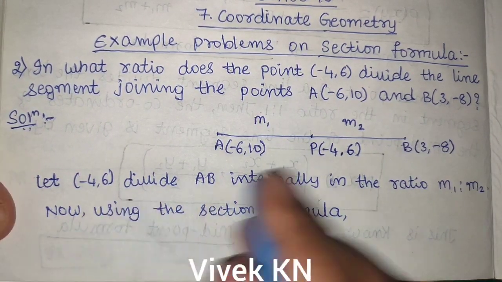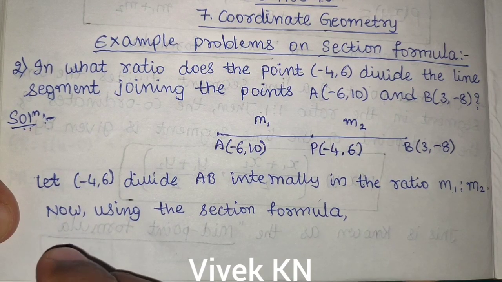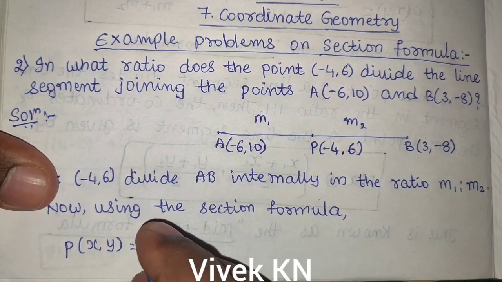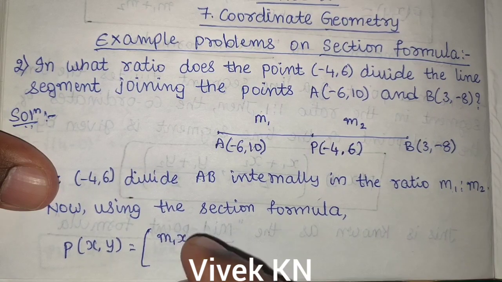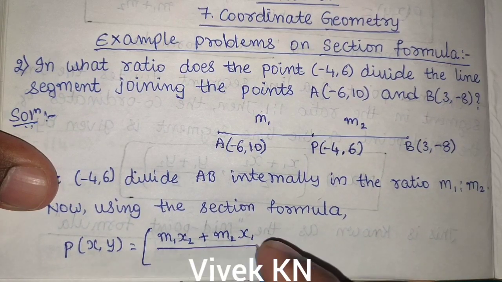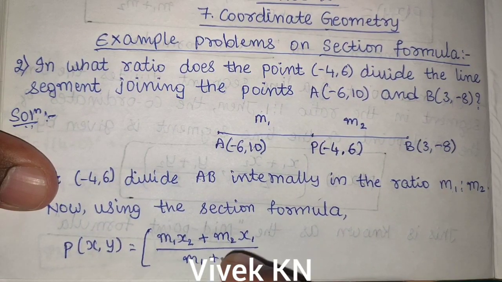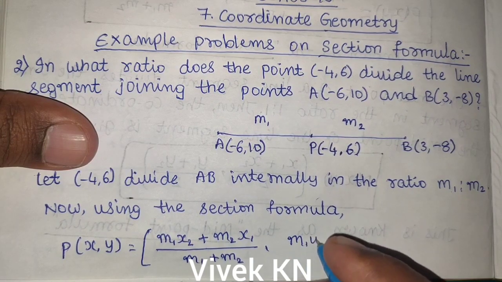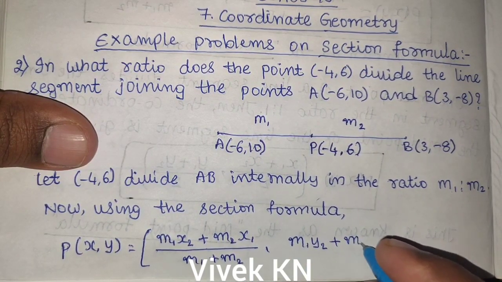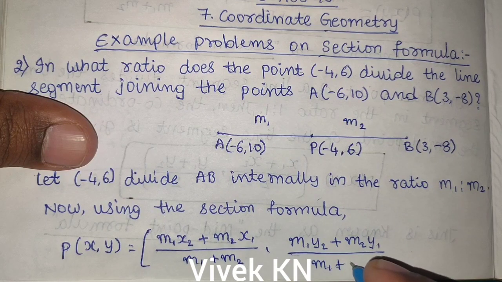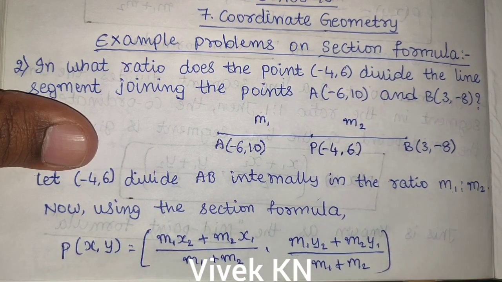Section formula is given by P of (x, y) is equal to (m1x2 plus m2x1) divided by (m1 plus m2) and (m1y2 plus m2y1) divided by (m1 plus m2). This is the x coordinate and this is the y coordinate.